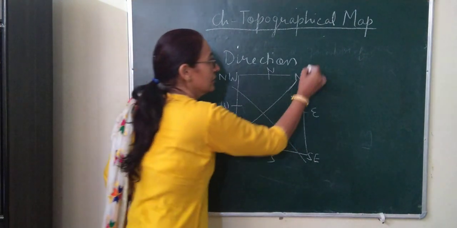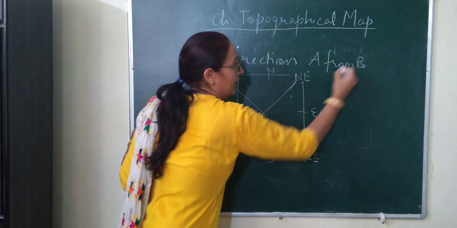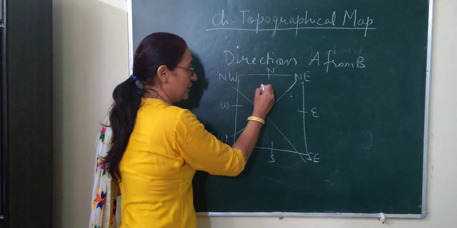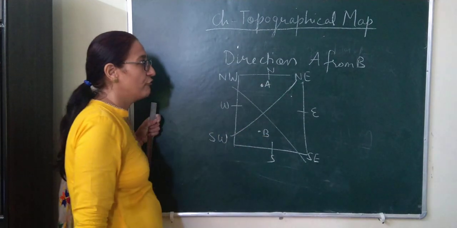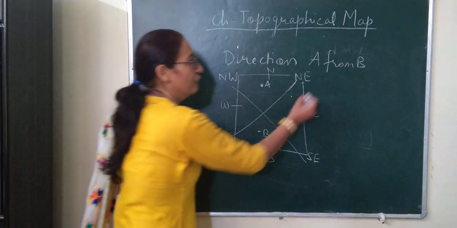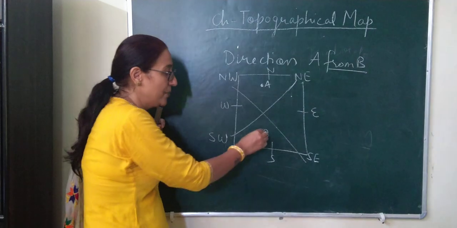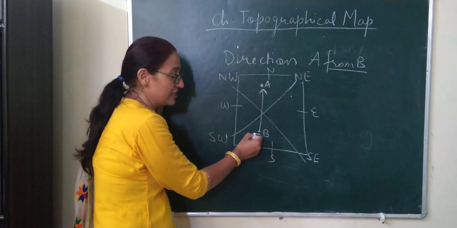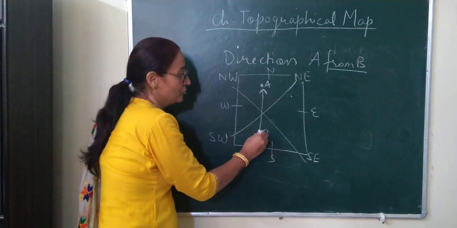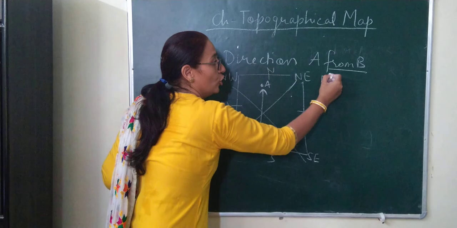So we have to find out the direction between 2 places. Suppose the question is, find the direction of A from B. So 2 places are given here, A and B. From B, that will be your starting point. From B we have to check the direction towards A. Suppose we are standing here and we have to check the direction toward A. So the answer will be north.